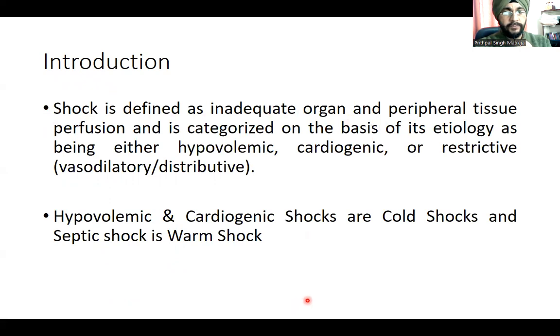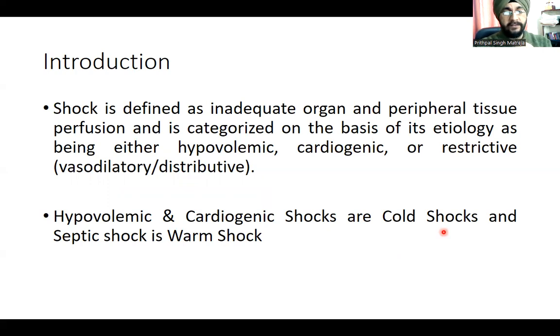So, when we talk about shock, shock is defined as an inadequate organ and peripheral tissue perfusion, and it could be categorized on the basis of etiology as either hypovolemic, cardiogenic, or restrictive. Restrictive shock is further categorized as vasodilatory or distributive. The other classification that is given to them is cold shock and warm shock. Hypovolemic shock and cardiogenic shock are labeled as cold shock, whereas septic shock is labeled as a warm shock.